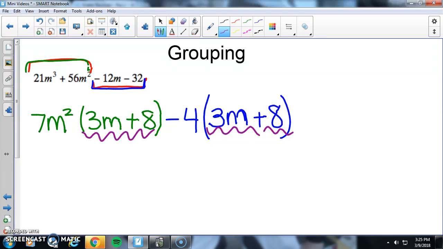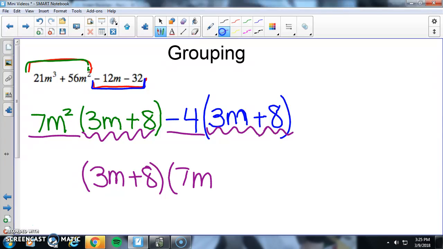In order to write the factored form, we are going to write one factor as what was inside of the parentheses, so 3m plus 8, and one factor which was outside of the parentheses from left to right, so 7m squared minus 4. This is now our factored form of our expression.